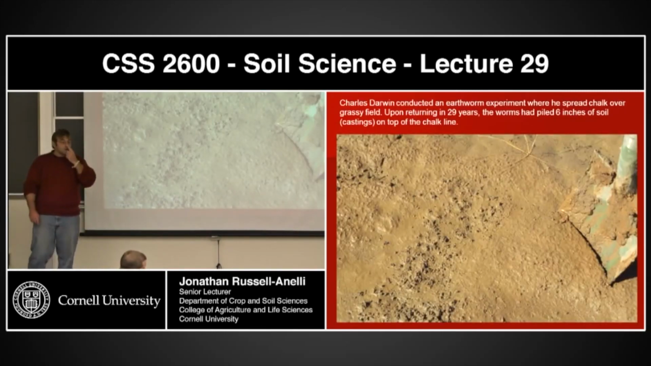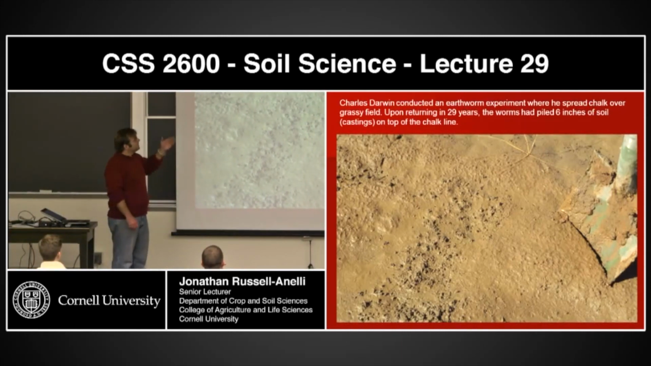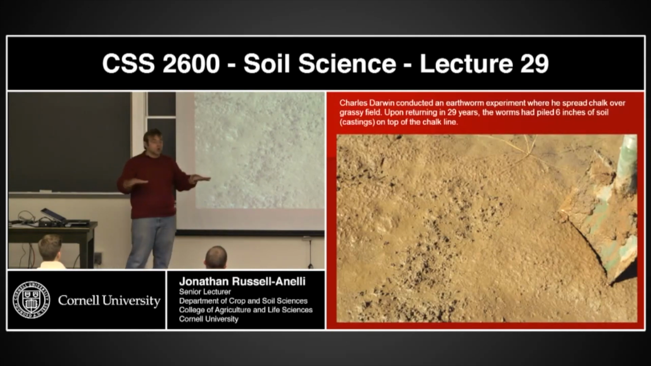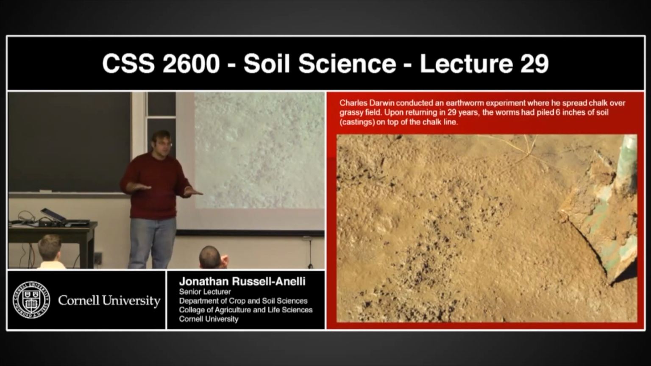Now, an interesting experiment. Charles Darwin was very interested in earthworms. Okay? He did an experiment where he basically spread chalk over his backyard. Okay? And then he went away for 30 years and came back. Actually, he did a lot of other things in that 30 years. He came back, and 29 years later, he dug into the soil to basically find where that chalk line was. The chalk line was 6 inches underground, 6 inches below the surface. Now, he spread the chalk at the surface.